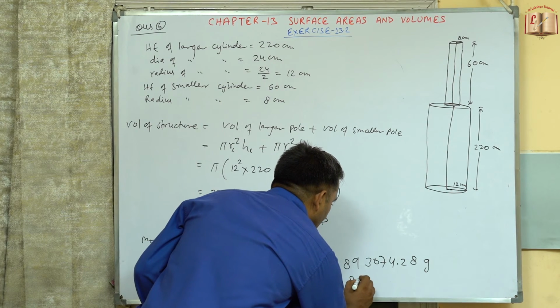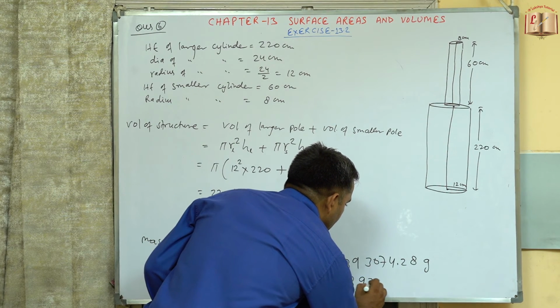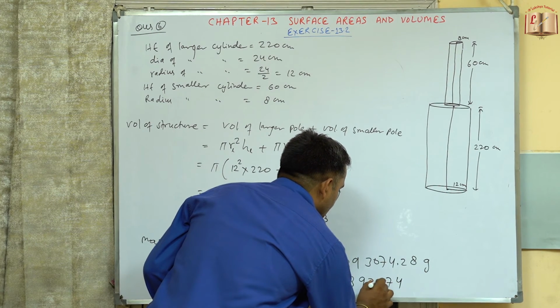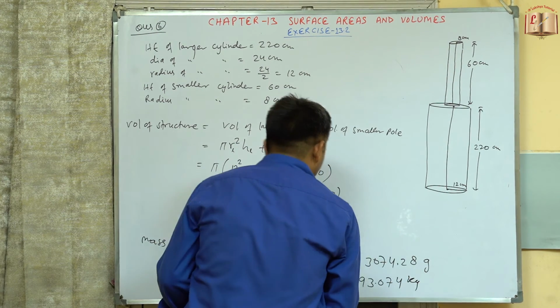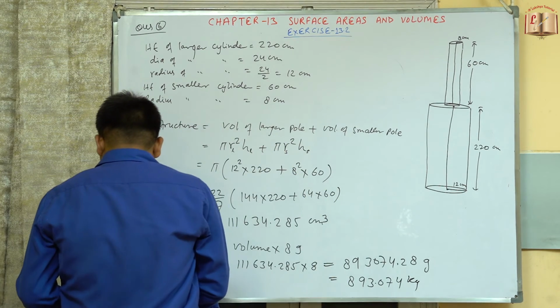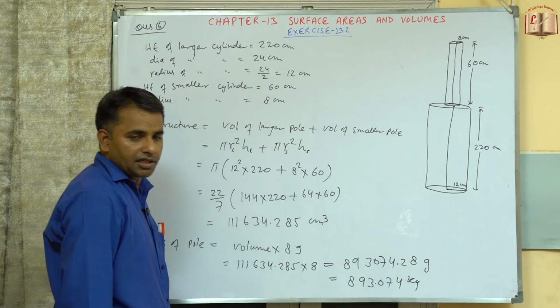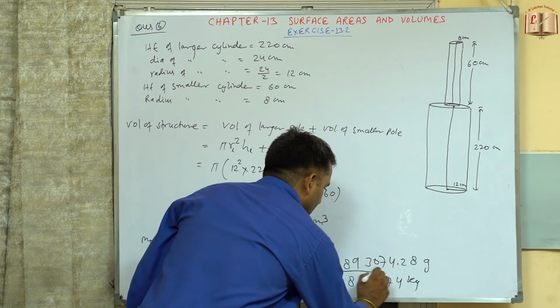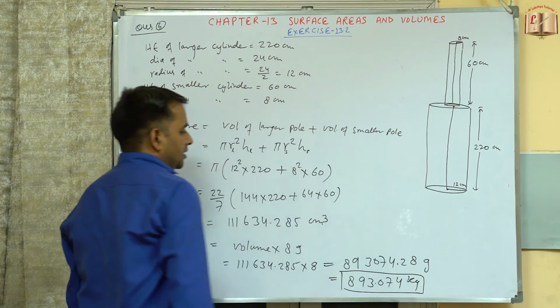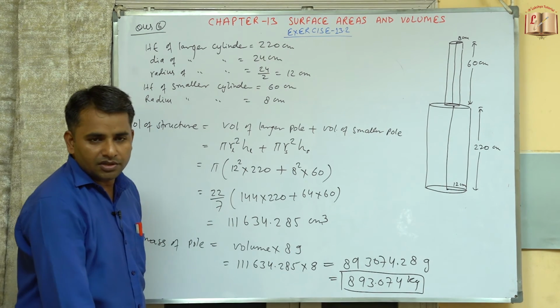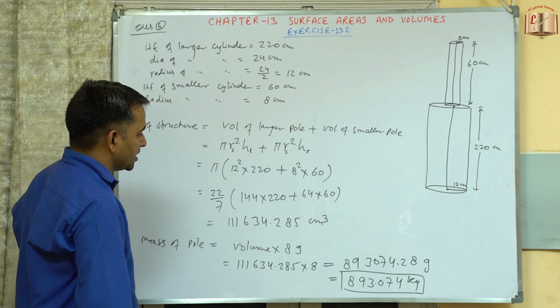So this will be 893,074, three places decimal. So this will be 893 kg approximately. So this is 893 kg approximately the weight for the complete structure. So first of all we found the volume into whatever the mass is given for per centimeter cube.